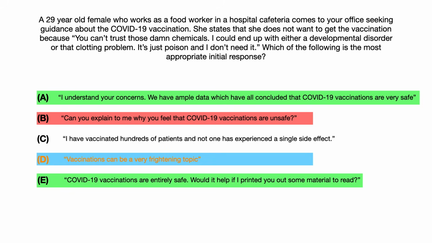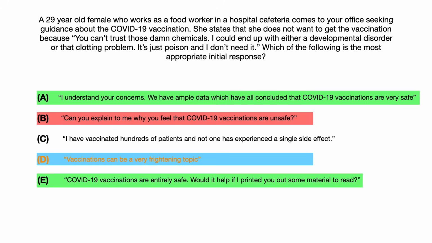Choice B sounds pretty good. Can you explain to me why you feel that COVID-19 vaccinations are unsafe? But if you lead off with that answer as your initial response, you're missing the step where you use empathy and reflective listening to establish a relationship with them. And you might imagine that if you were in that scenario, it's like you're immediately questioning what they're saying. You don't want to ask them to attempt to understand just yet. You need to form the relationship first. So while choice B is probably a good thing to say, you have to say that after you've gained the patient's trust with some type of empathetic statement.